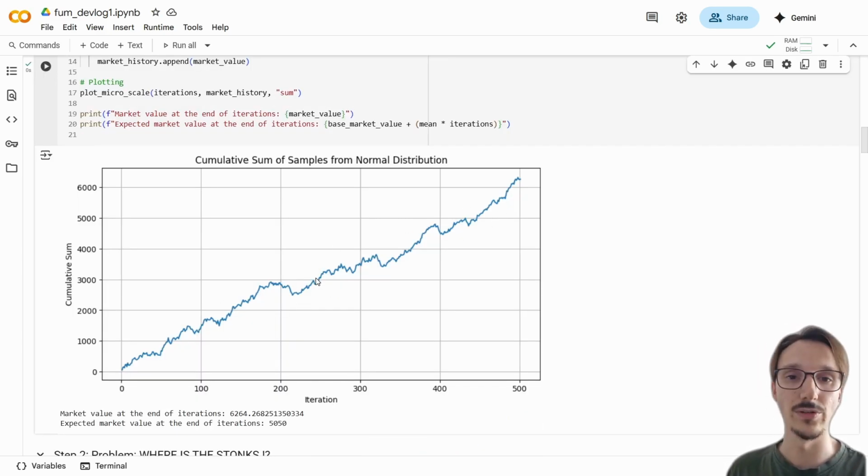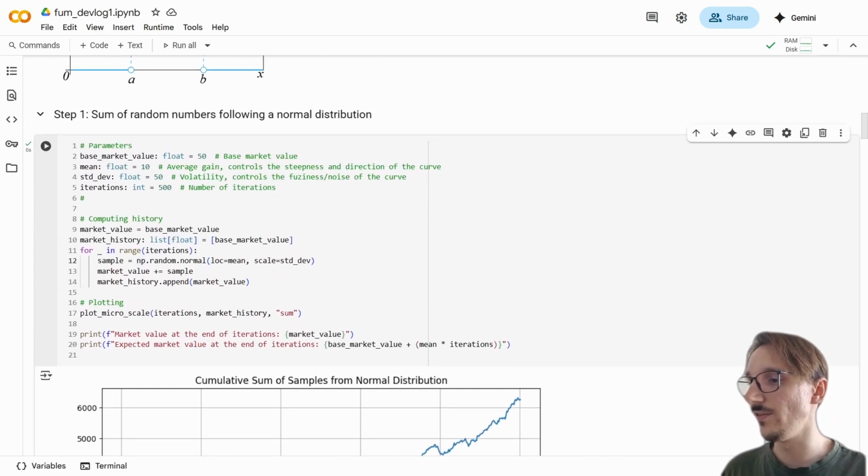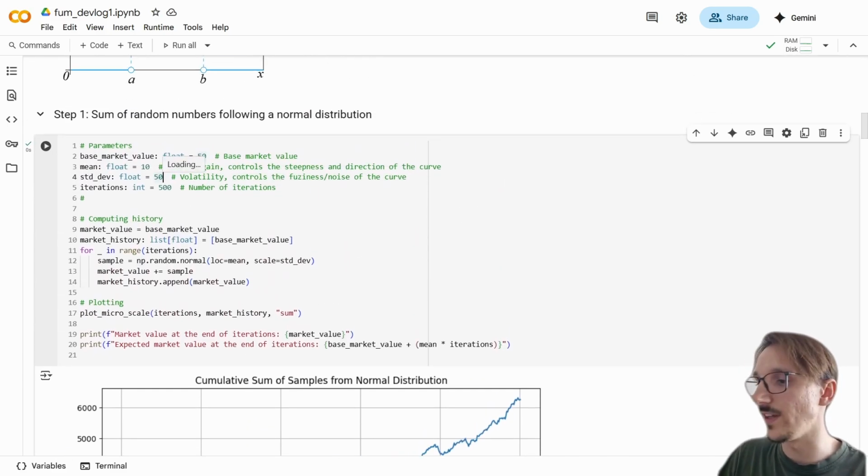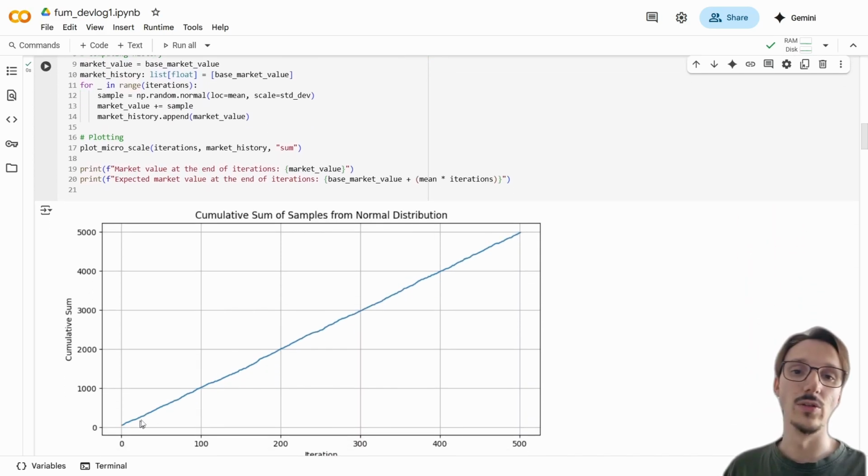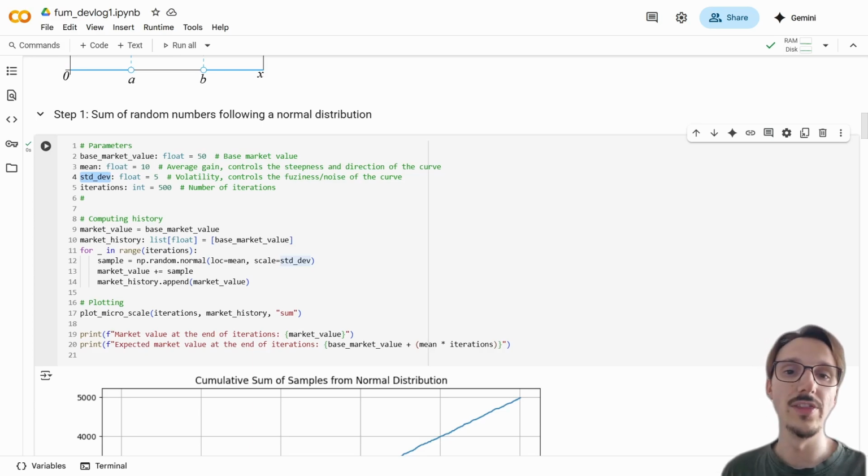and has some noise. And if we change the standard deviation to a lower value, let's say 5, and run it again, you can see that the noise almost completely disappears and it's almost just a straight line. So the standard deviation controls the fuzziness and noise of the curve, which is the volatility of the market.